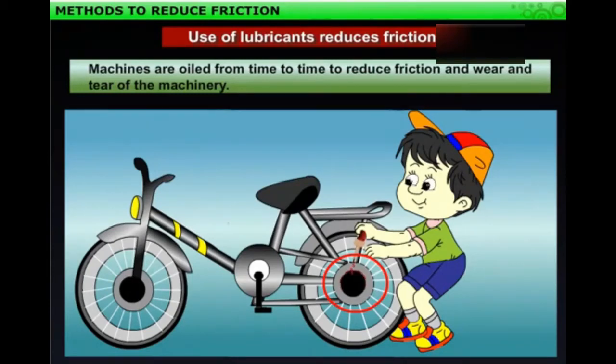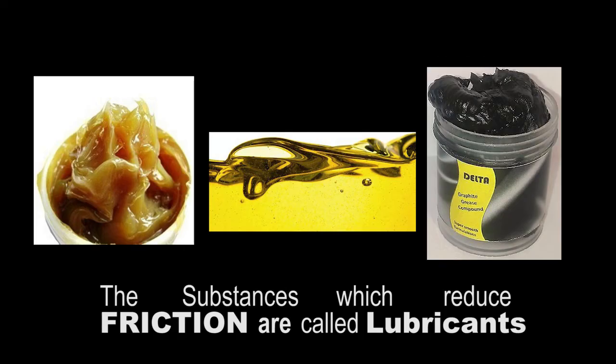The use of lubricants forms a very thin layer between the two surfaces. This reduces the friction as the moving surfaces do not directly rub against each other. Some of the well-known lubricants are oil, grease and graphite.